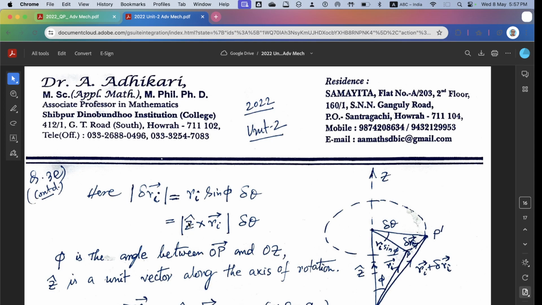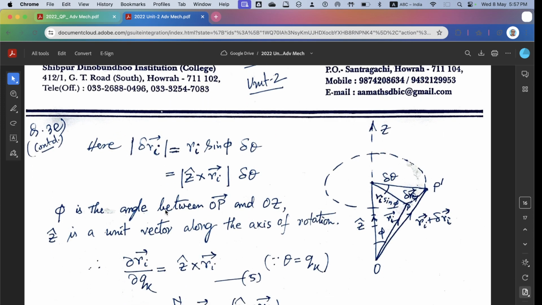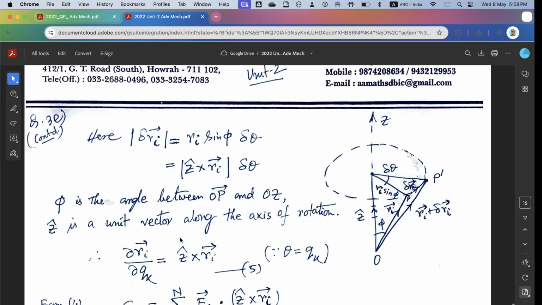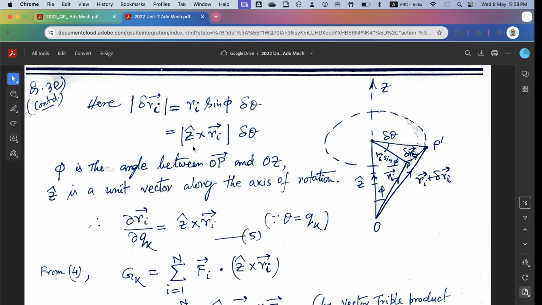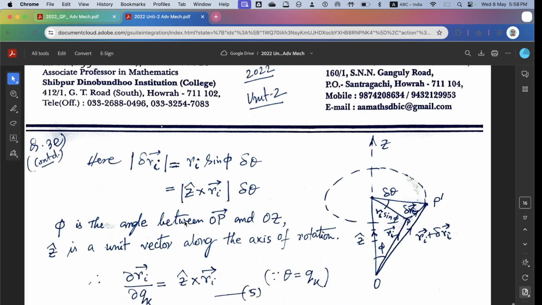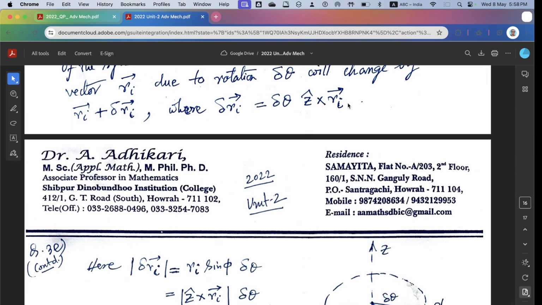Now z cap cross ri means the modulus of z times the modulus of ri times the sine of the angle between z and ri, which is sin phi. So obviously we get ri sin phi into delta theta. Phi is the angle between OP and OZ, and z cap is the unit vector along the axis of rotation z. So del ri vector by del qk equal to z cap cross ri, and delta theta equal to qk. So from this we get delta ri vector equal to delta theta z cap cross ri vector.